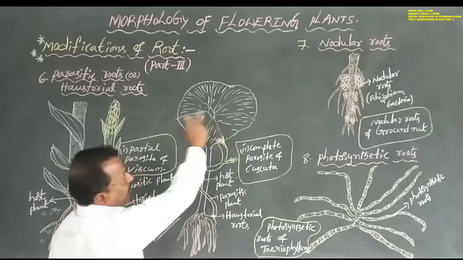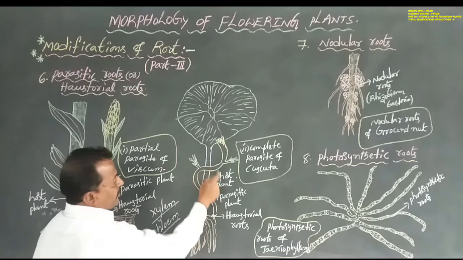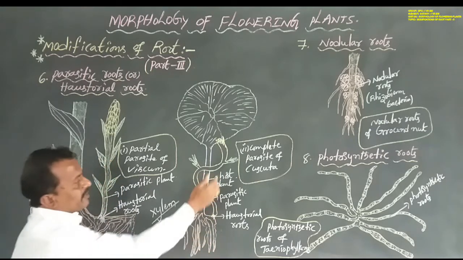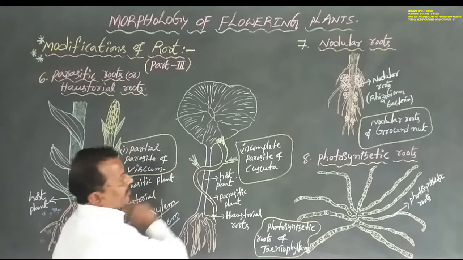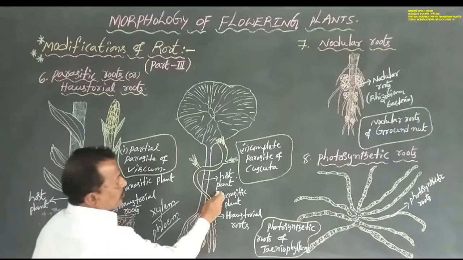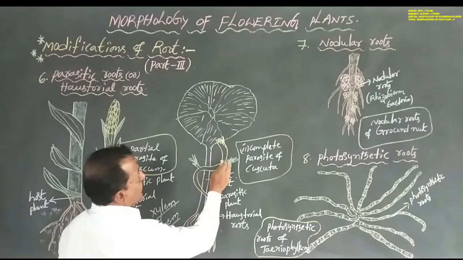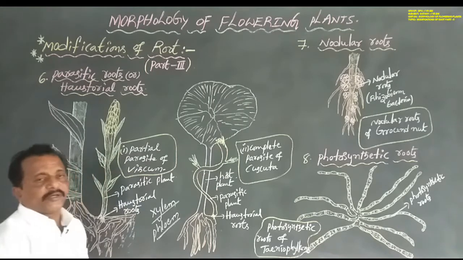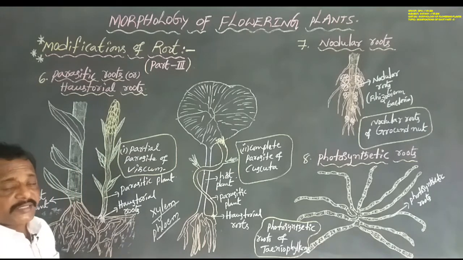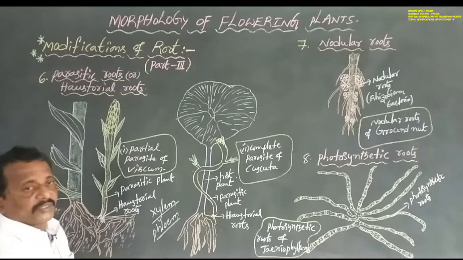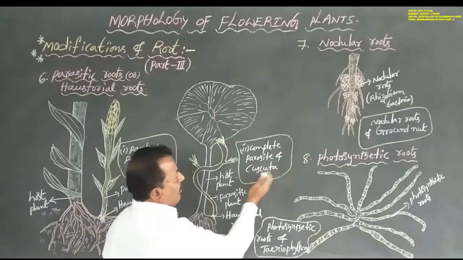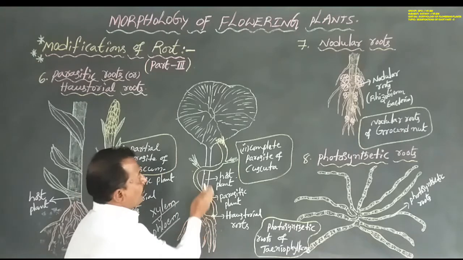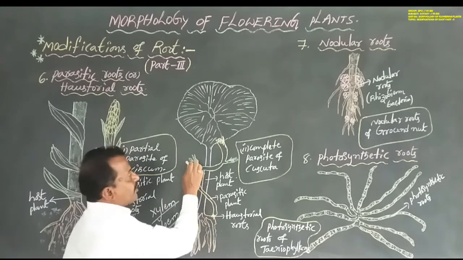Next, coming to the second type of parasitic plant, that is the complete parasitic plant. This is a complete parasitic plant. Dear students, this is a host plant, this is a parasitic plant. The best examples here are Cuscuta and Rafflesia. Cuscuta and Rafflesia contain no root system and no leaves, only stem and flowers. This is very, very important here. Partial parasites Striga and Viscum do not contain a root system, only stems and leaves. But complete parasites Cuscuta and Rafflesia contain no root system and no leaves, only stems and flowers.